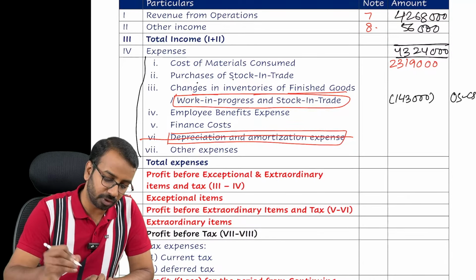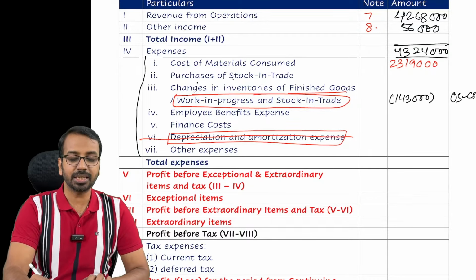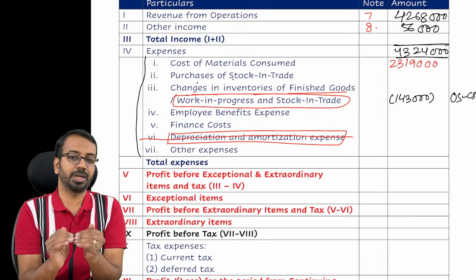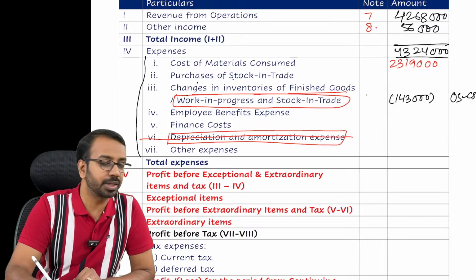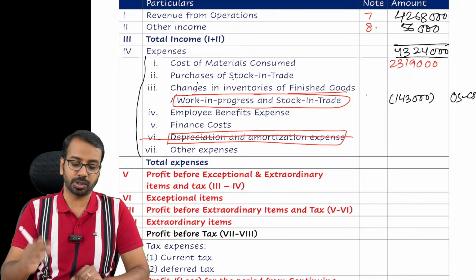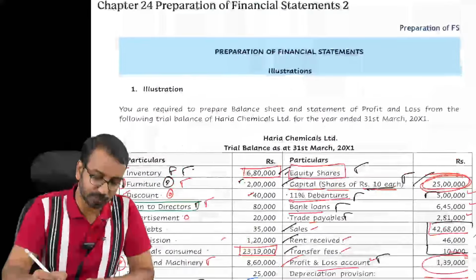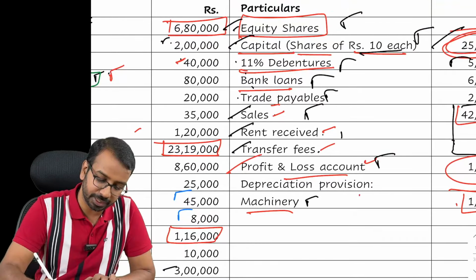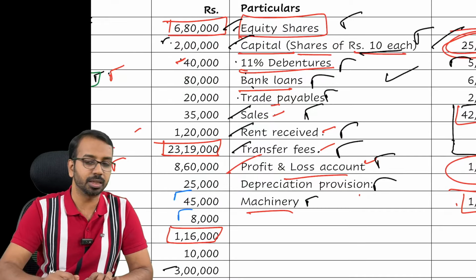Then cost of material consumed, it's given to us in the question. Purchase of stock in trade, they have not mentioned anything. Changes in inventory, 1,43,000, we have already computed. For this, if required, you can give a note also. If you want to be doubly sure or don't want to lose marks, you can give a note number here and do it as opening stock minus closing stock. That is also possible. Then we have employee benefit expense. On the credit side, we have completed sales, rent received, transfer fees, depreciation provision, everything is done.